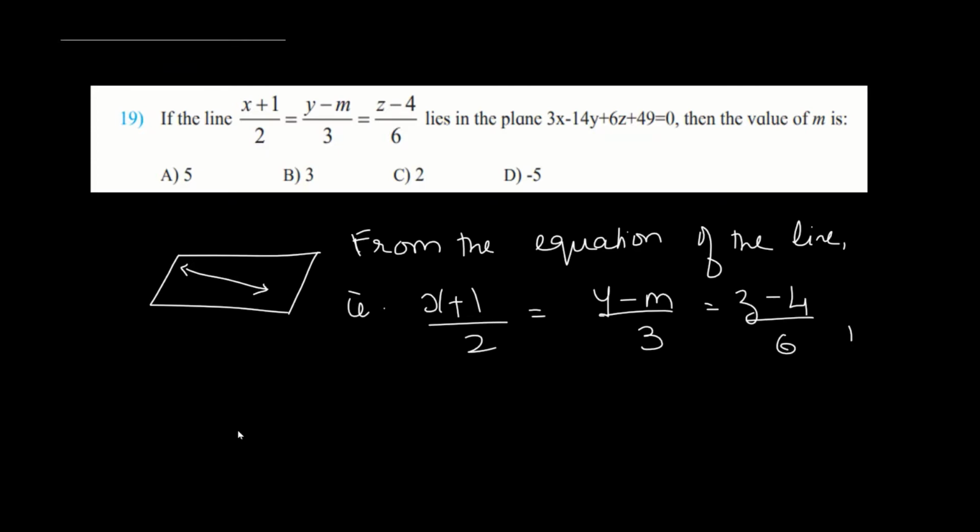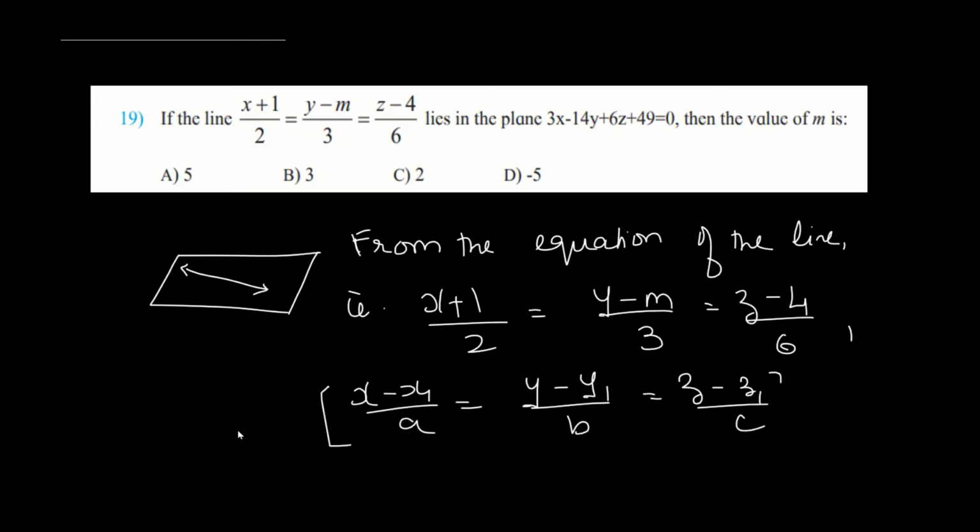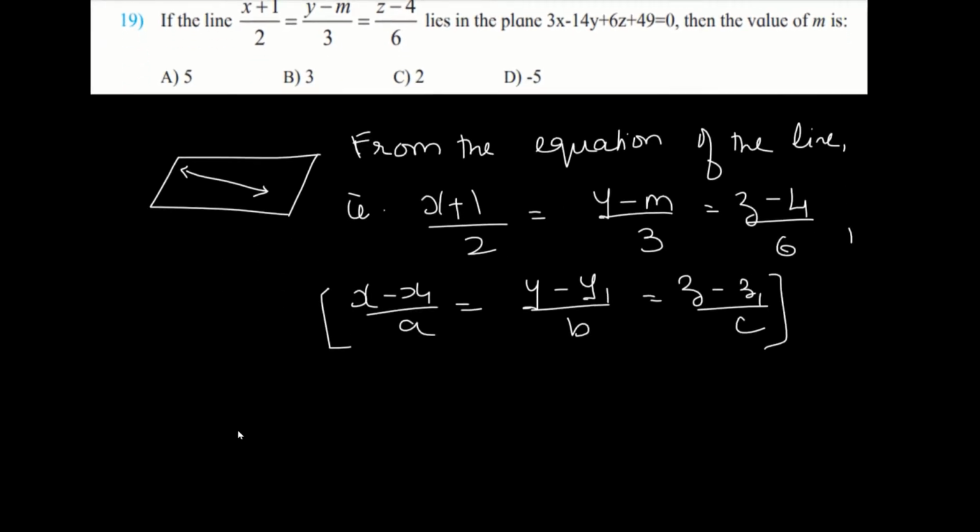4)/6. Okay, we compare this to the equation of the line (x minus x1)/a is equal to (y minus y1)/b is equal to (z minus z1)/c, where x1, y1, z1 are the coordinates of the point on the line. So from the equation of the line, we have A, which is the point on the line, given as minus 1. The coordinates of A are minus 1. From x plus 1, we get minus 1. Y minus m gives us m. And z minus 4 gives us a z coordinate as 4. So A is equal to (minus 1, m, 4), a point in the plane.